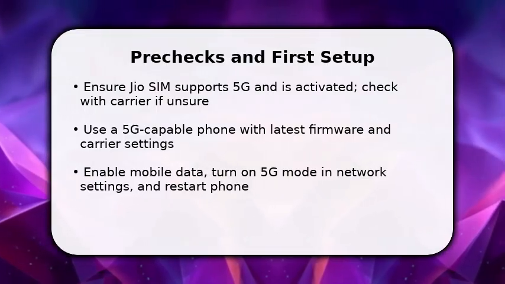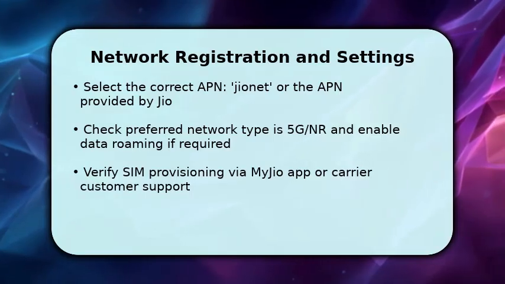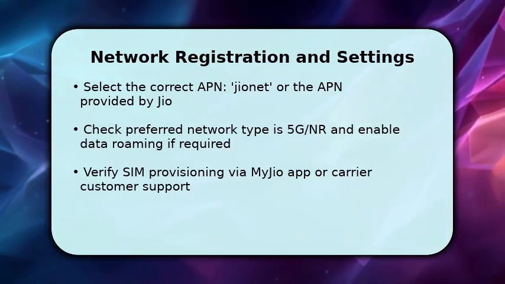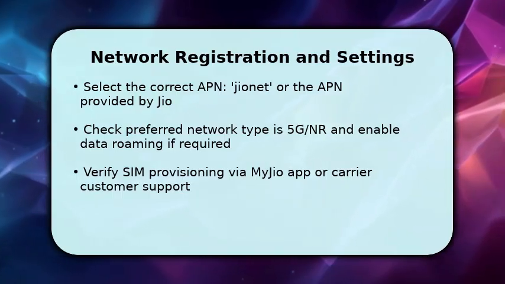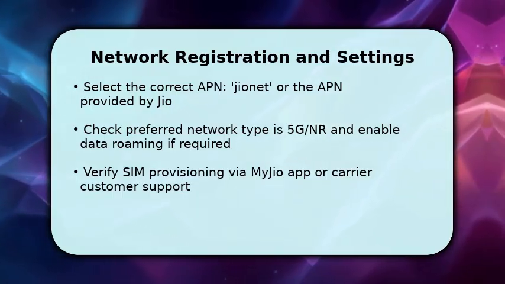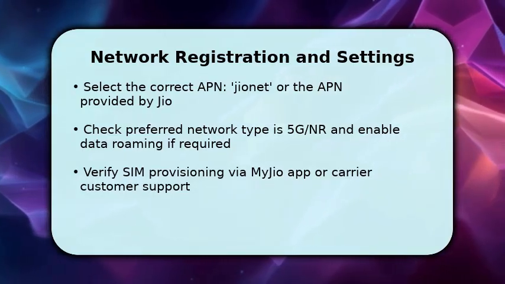Next, you focus on registration. Open APN settings and confirm GeoNet, or Geo provided, is active so the device can authenticate. Then set preferred network to 5G/NR or 5G/4G automatic. This instructs the modem to seek NR cells.